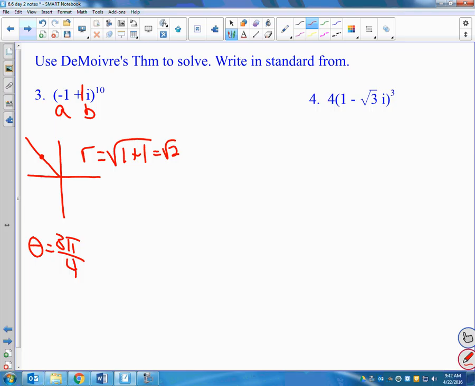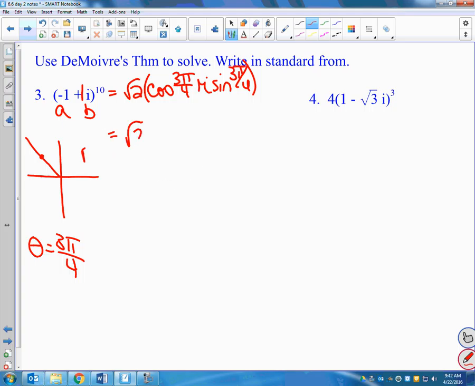Which means I can rewrite this as the square root of 2 times the cosine of 3 pi fourths plus i sine of 3 pi fourths. If I have it in trig form, then I can do De Moivre's theorem, which says I'm just going to take this to the 10th power. So I'm going to have the square root of 2 to the 10th power. And then I'm just going to multiply 10 times 3 pi fourths plus i sine of 10 times 3 pi fourths.